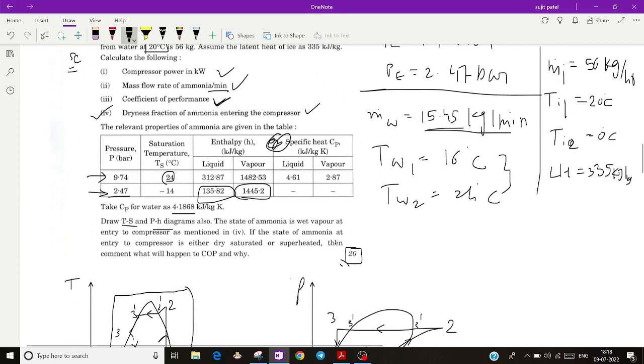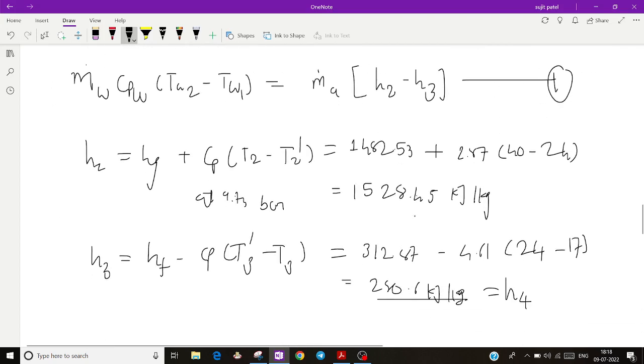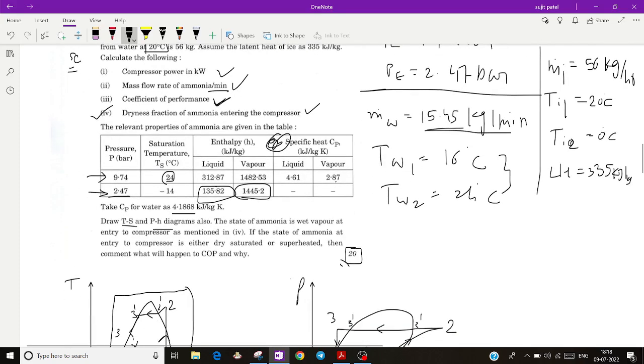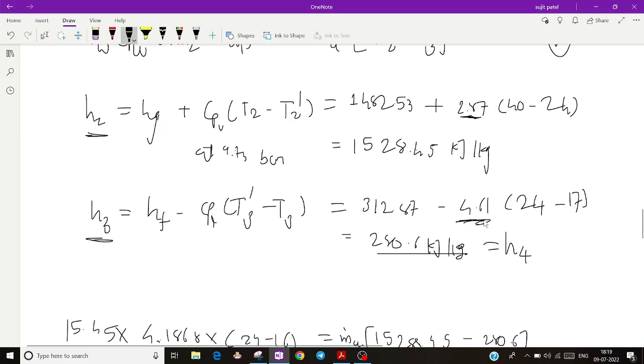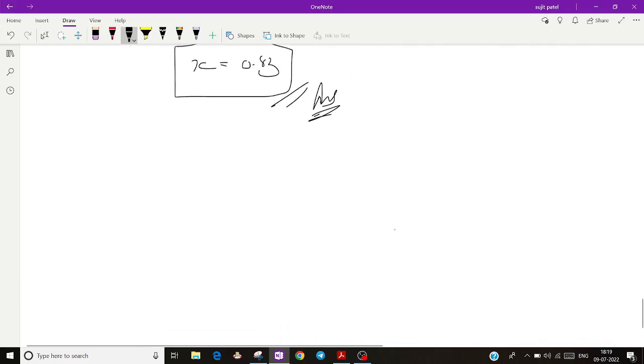If the entropy data is given, then the calculation will be quite shorter. And one more thing that I forgot to mention: H2 is Hg plus Cp, and here you have to take Cp of vapor and Cp of liquid of the refrigerant, because H2 is in the vapor region and H3 in the liquid region. Here Cp of vapor and Cp of liquid are given as 2.87 and 4.61, the values that I have taken. You should keep this in mind while solving the problem.